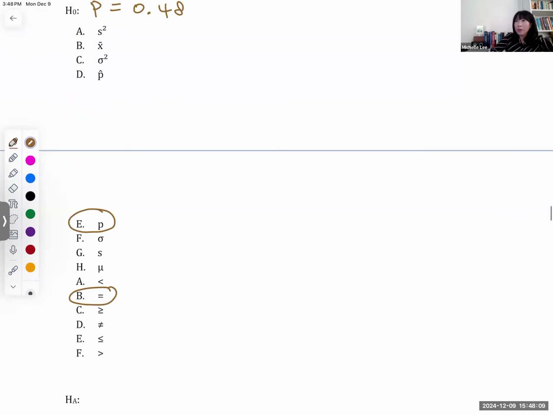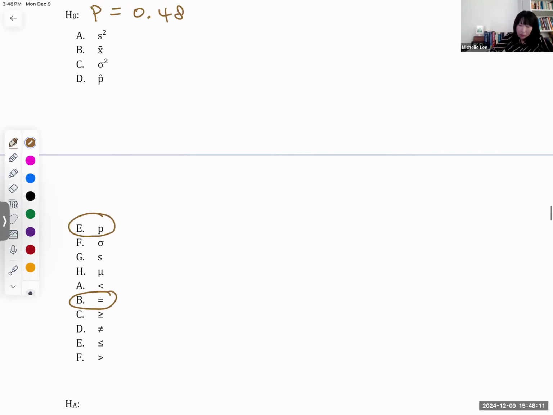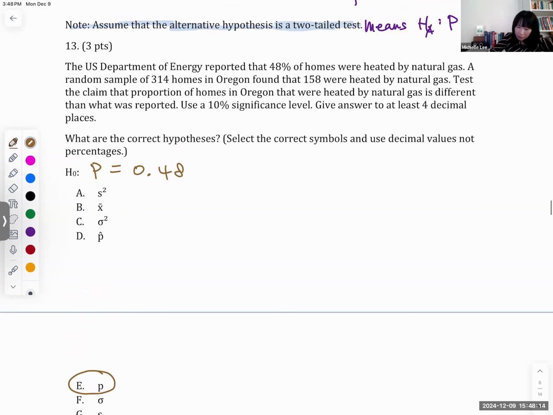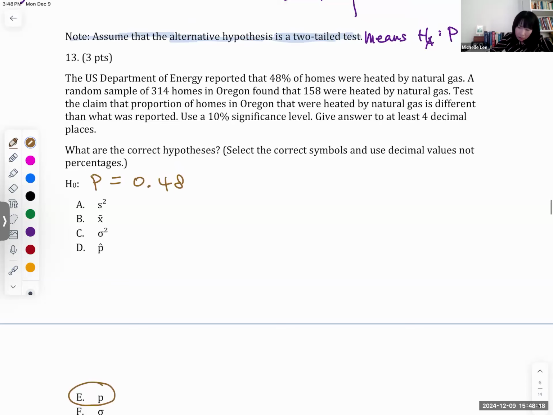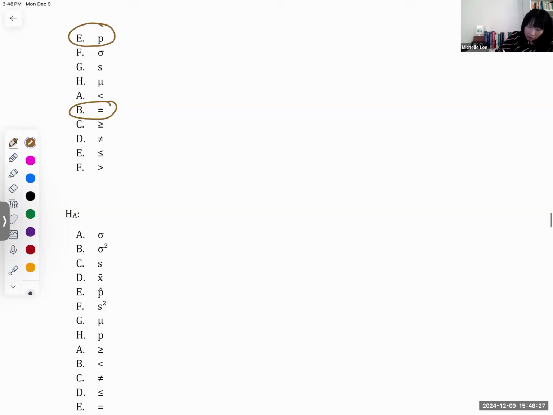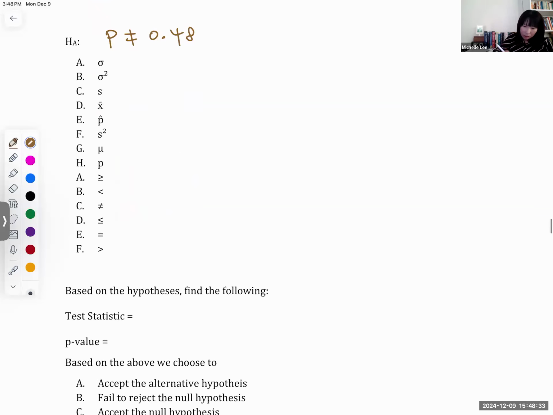And then using that, the alternative hypothesis, they say that it's different than, right? Different than, so it's not equal to. So P is not equal to 0.48. All right. So we're using P is not equal to, with a number.